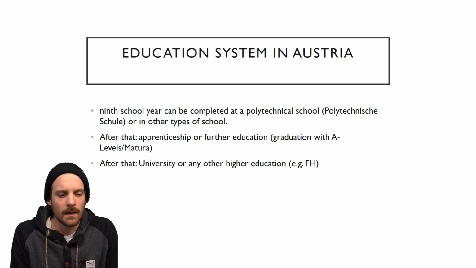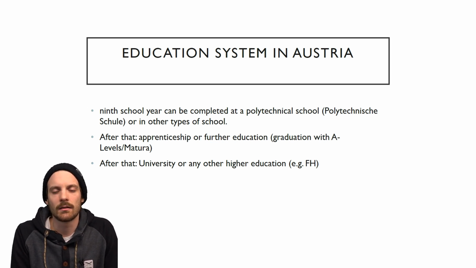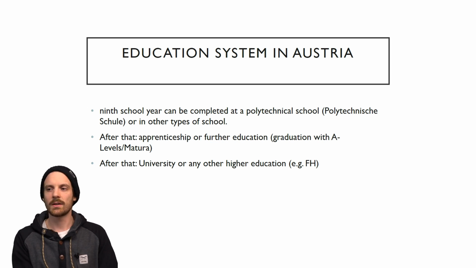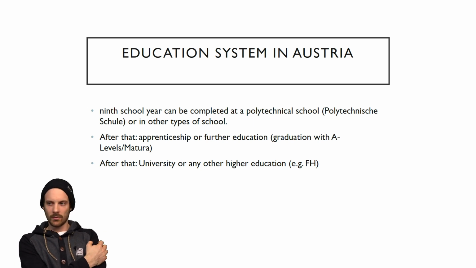Basically those two school types, the grammar schools and the other secondary schools, have a graduation with A levels or Matura.